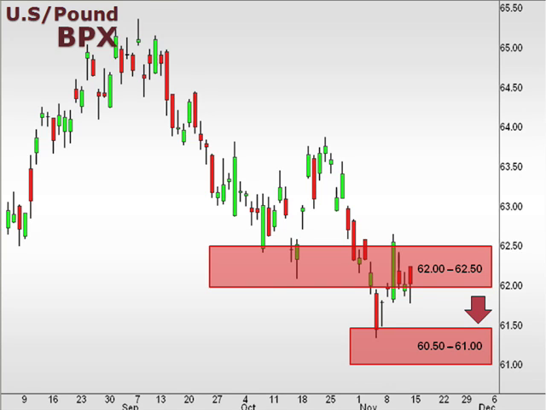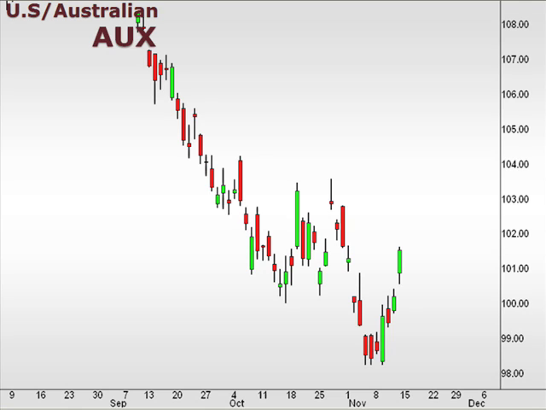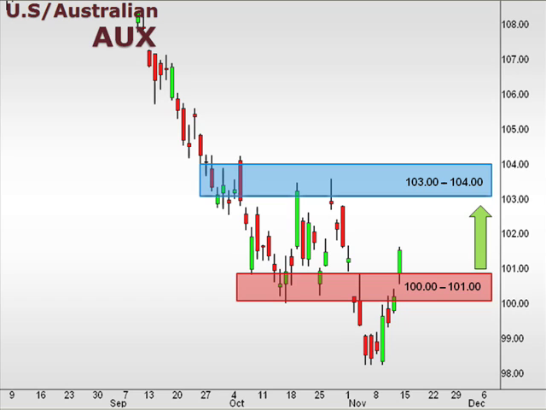Well, the US dollar gained considerable ground against the Australian dollar, closing last week with a break above 100. Now, we are anticipating a slight pullback down to test 100 for support. However, we do have an upside target of 103, 104 should the AUX continue to the upside.